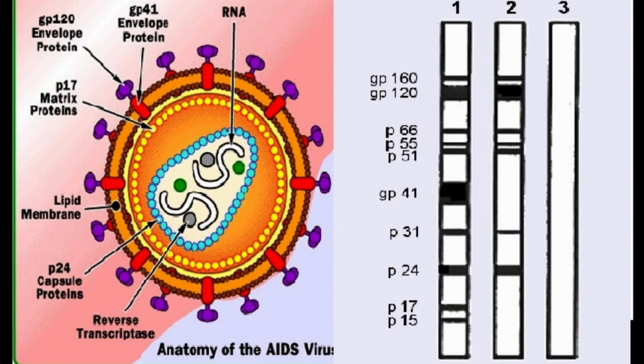Western blot test can be used as a more specific and supplemental assay on the human serum or plasma specimen found repeatedly reactive using the ELISA. So it is like a confirmatory test, once you get the ELISA positive.